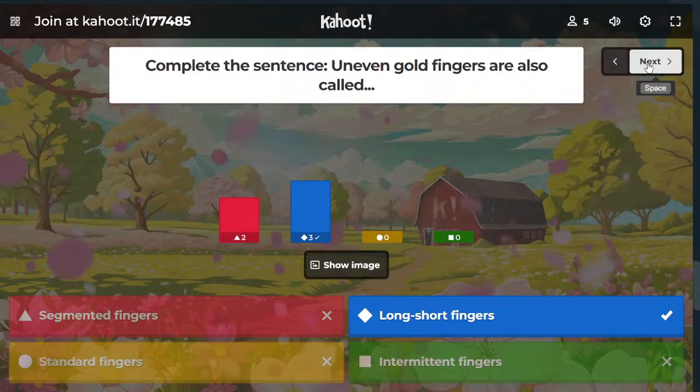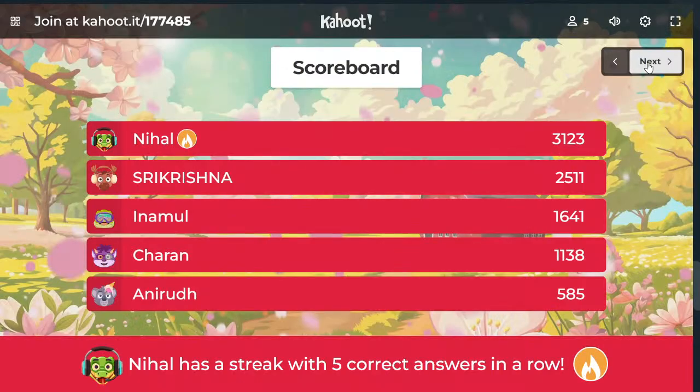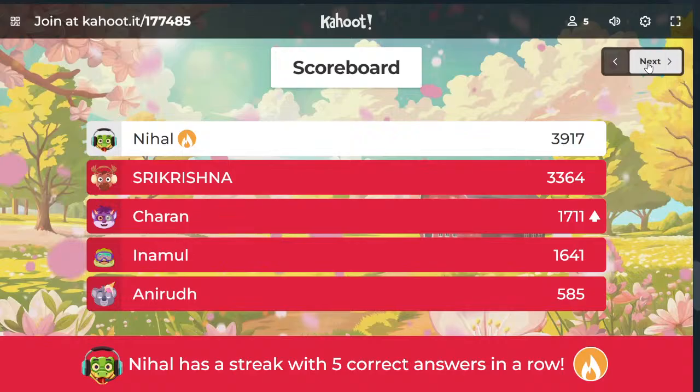First, before that, the scoreboard is on your screen. So Charan now is in third position, Sri Krishna in second, and Nihal is in first position. Nihal has a total of 5 correct answers in a row. Great. Next question.